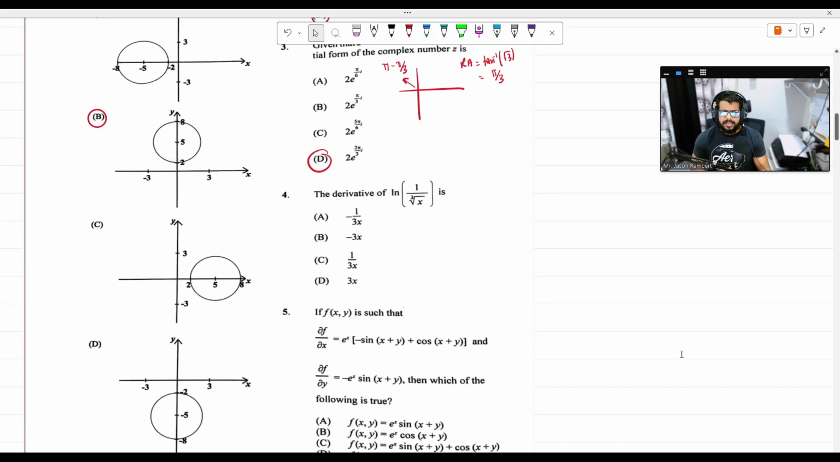The derivative of ln... oh gosh. This is a nasty question. Alright, so I have to differentiate the function. The cube root of x is x to the minus a third. So I have to differentiate this, which is minus a third x to the minus 4 over 3. When I differentiate this, I need to divide it by the original function itself. This is the original function in index form.